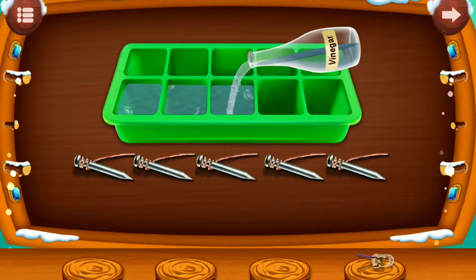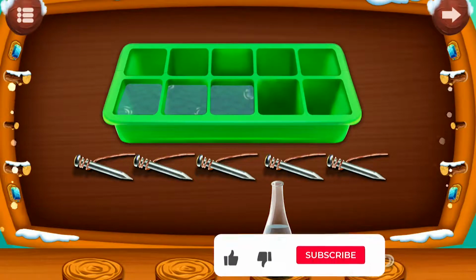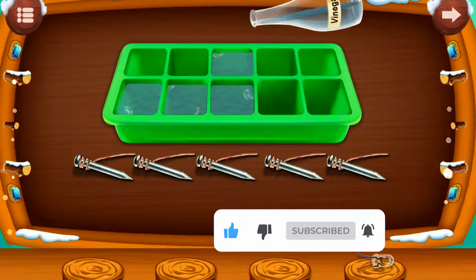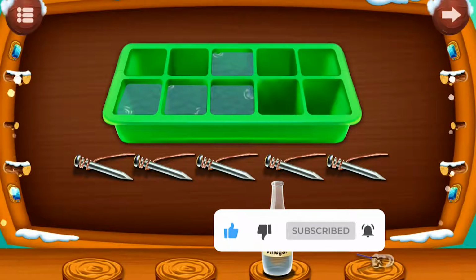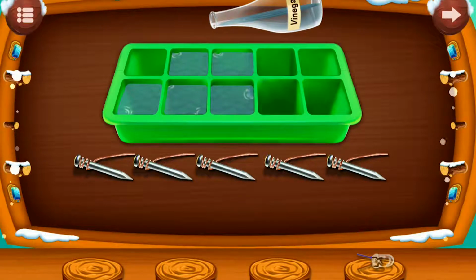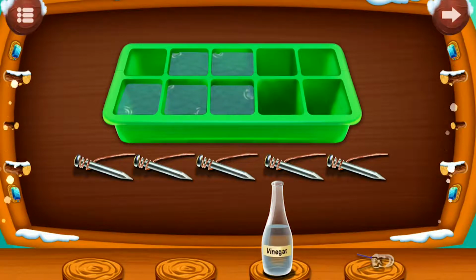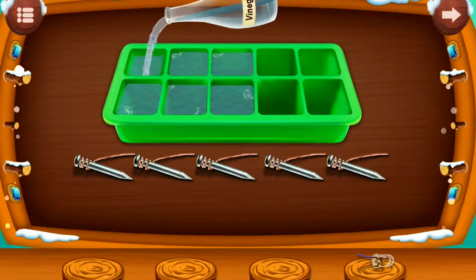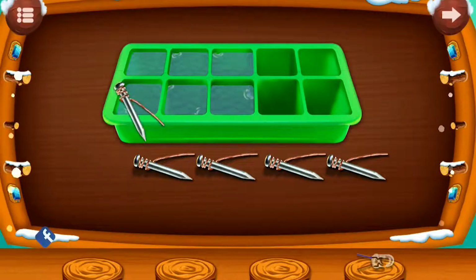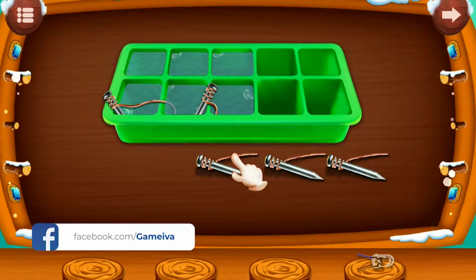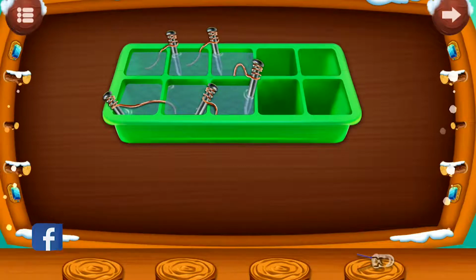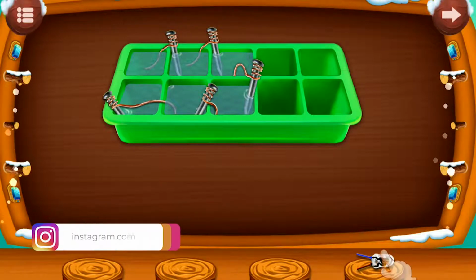Repeat the process. Put the nails into tray one by one. Now place the LED bulb on the tray.